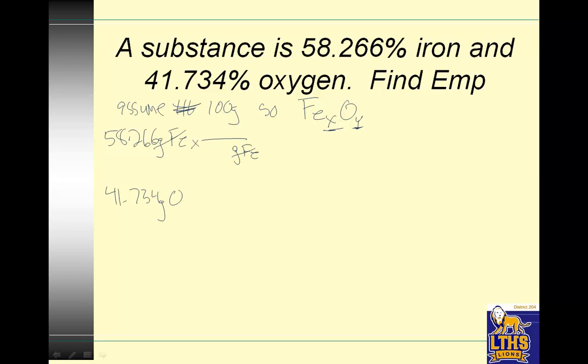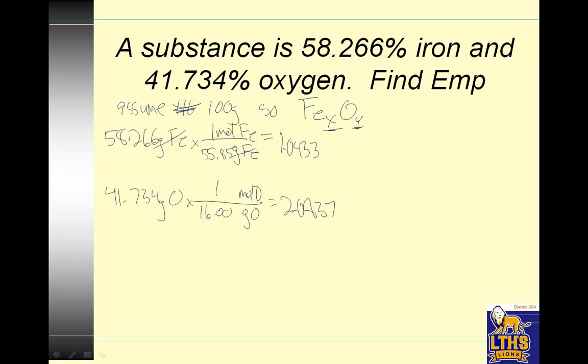So grams of iron, go to 1 mole of iron, and little g stands for go to the periodic table, 55.85. Same thing down here. Grams of oxygen, go to moles of oxygen, 1 mole and 16.00 from the periodic table. So when I do that, 58.266 divided by 55.85 is 1.0433. Notice I use a lot of numbers here. 41.734 divided by 16 gives me 2.608.